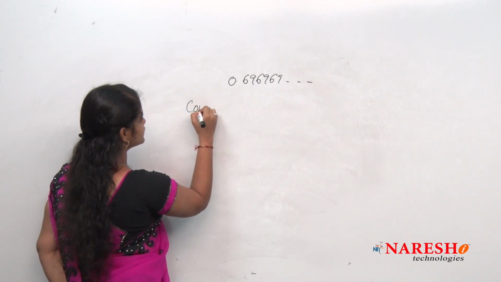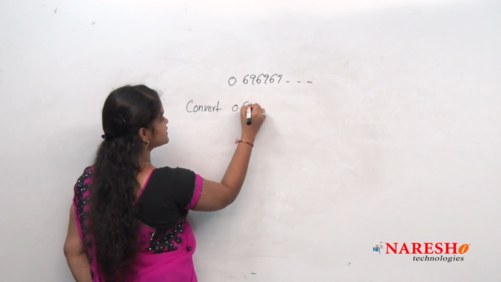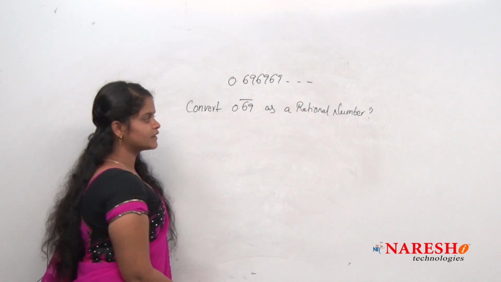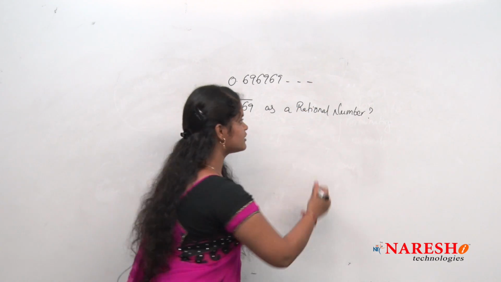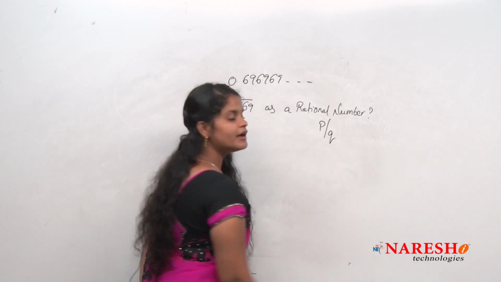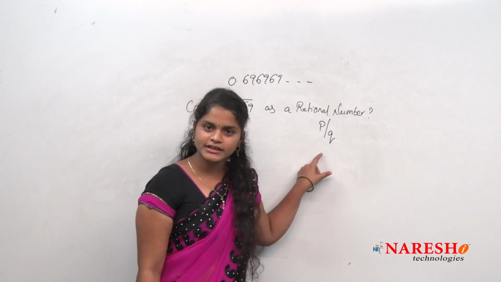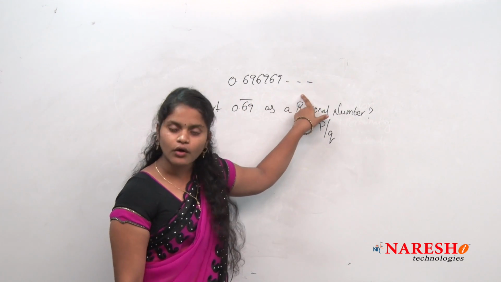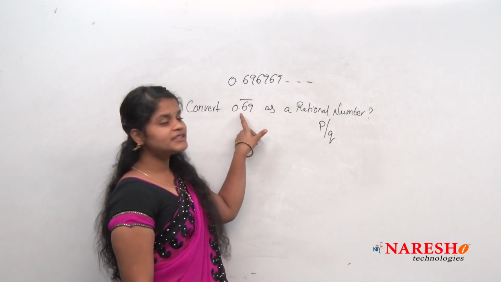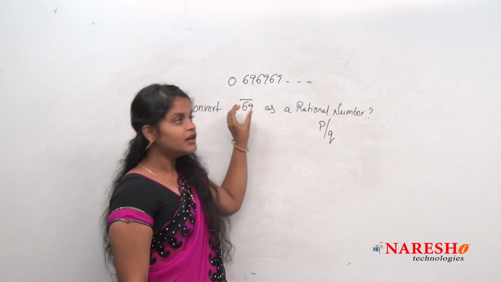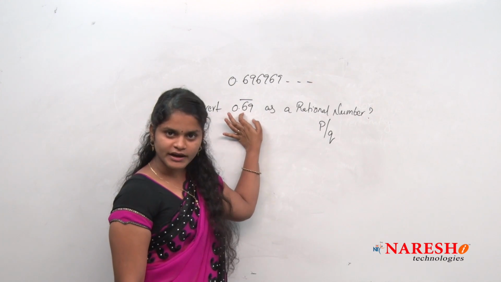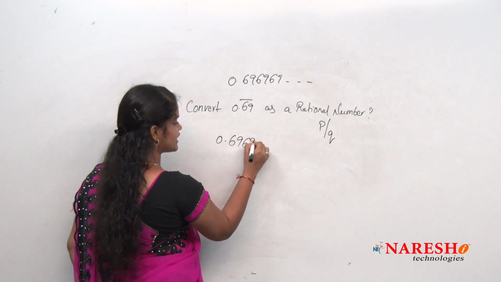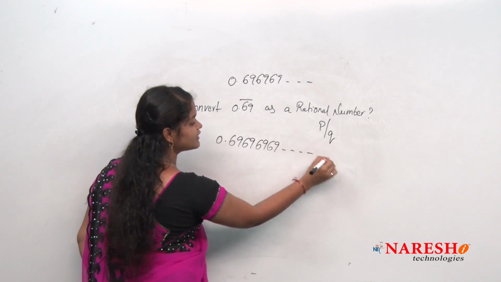Convert 0.69 bar as a rational number. Rational number means I should convert it in the form of P by Q, where P and Q are integers. Integers means first I should eliminate all the decimals. So 0.69 bar. Bar indicates that whatever numbers are under the bar are going to repeat. So it will be 0.69, 69, 69, 69 and so on.